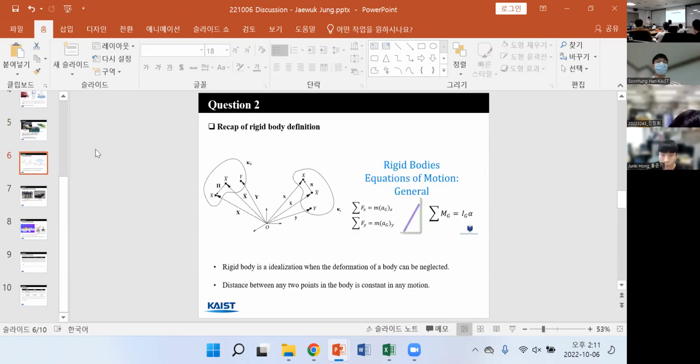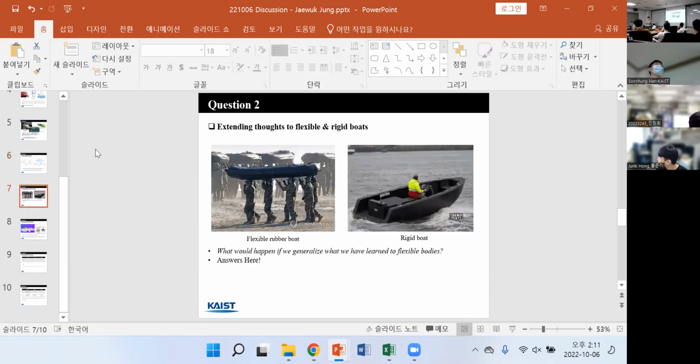Okay, so until now, when we talk about the motion of a ship, we talk about rigid body motion. A recap: a rigid body is really an idealization of a deformable body. The deformation of the body is neglected when we talk about rigid body motion, so any distance between any two points of the ship is constant. But in the real world, the ships we construct, like rubber boats and such, are not rigid. They deform and can change shape according to the waves and external loads.